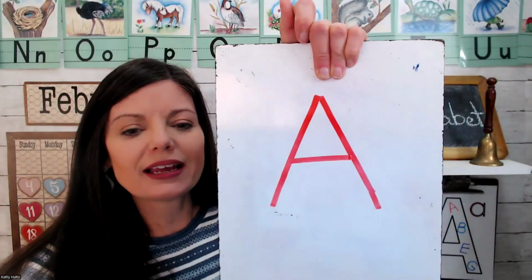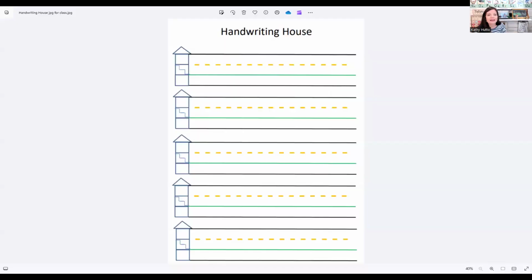Let's practice writing our uppercase letter A. Slide this way, slide that way, and make a line across in the middle. Slide, slide, and across. This is uppercase A, and all the uppercase letters go upstairs and downstairs if you're using handwriting paper.